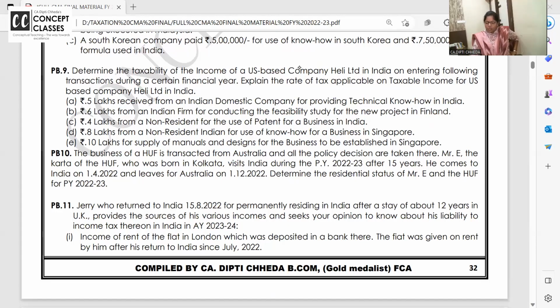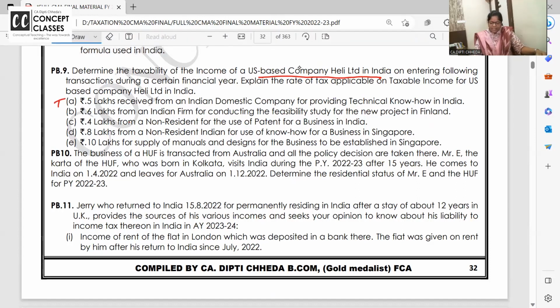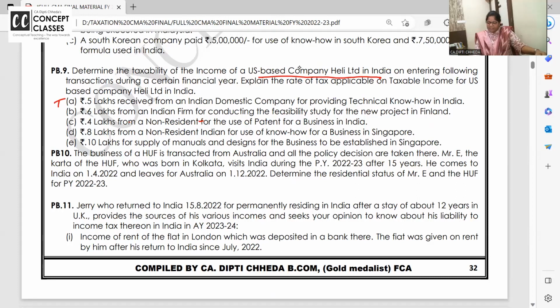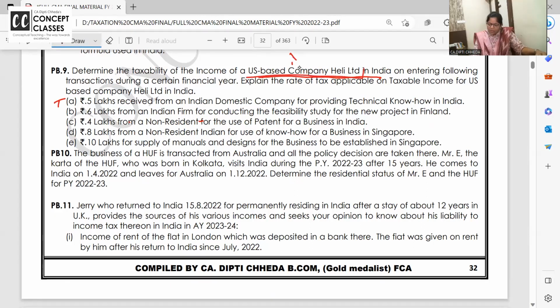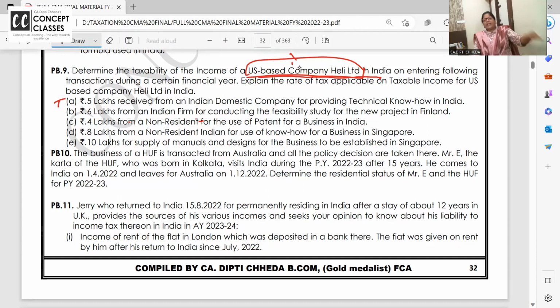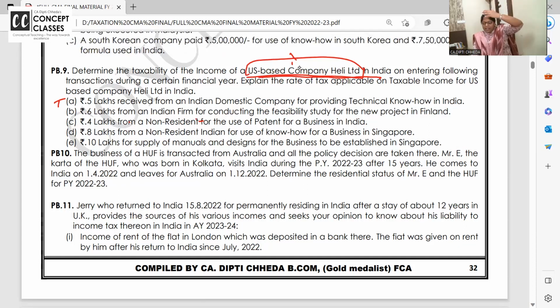Determine the tax liability of a US based company. Entering into a transaction: 5 lakh rupees received from an Indian domestic company for providing technical know-how in India. The foreign company is getting business from India, is it taxable? Yes. 6 lakhs from an Indian firm they are receiving for conducting a feasibility test for their new project in Finland. Who is the company itself? A US based non-resident company. And who is paying? An Indian firm. But where is the project? Outside India, for the new project in Finland.